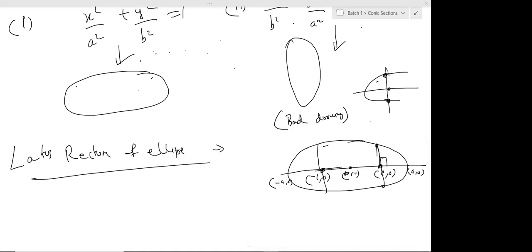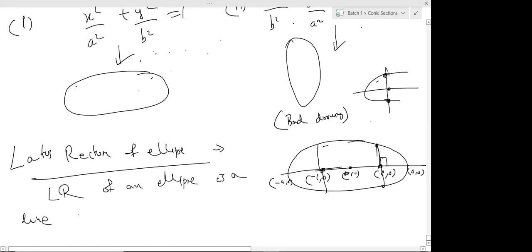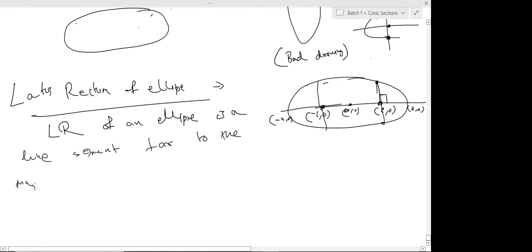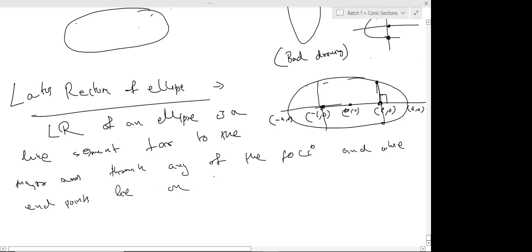Latus rectum of the ellipse is a line segment perpendicular to the major axis through any of the foci and whose endpoints lie on the ellipse. Exactly the same definition, only here the axis becomes the major axis. All right.